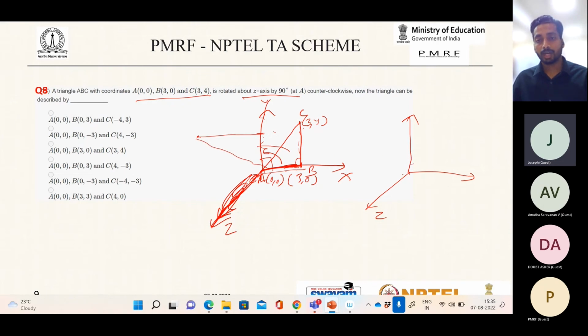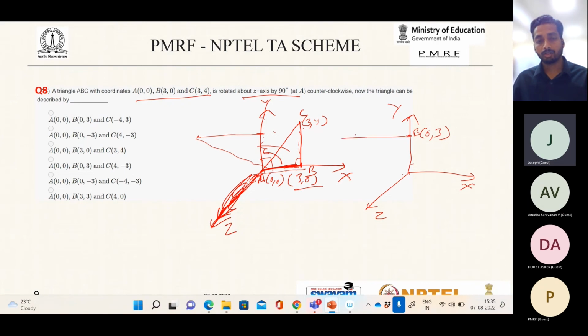So AB will go here. So B will come here. So it will become what? The length will not change, right? Because we are doing only rotation. So the length is 3. And if it is coming here, so what will it become? It will become 0, 3, because here this is Y-axis and this is x-axis. So the x-axis it is 3, 0. So y-axis what will it become? It will become 0, 3.